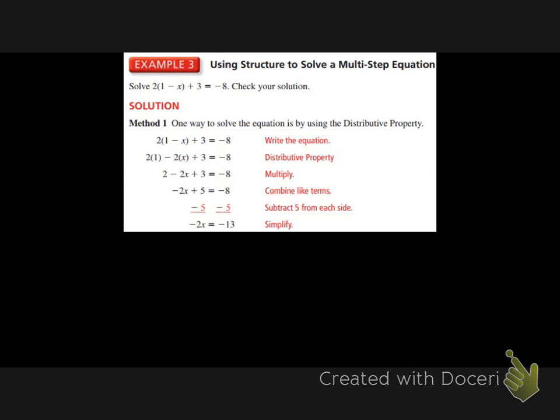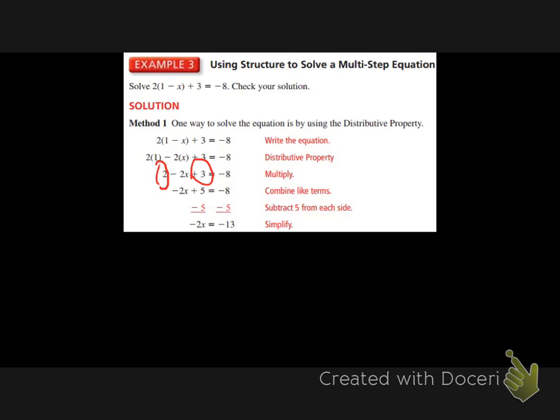Then you're going to multiply that out, which you get 2 minus 2x plus 3 equals negative 8, and then combine your like terms. So if you're looking right here, we've got this 2 plus 3 that we need to combine. So we end up with a negative 2x, because that's a negative 2 right there in front of that x, so that stays with that negative 2x, plus 5 equals negative 8.